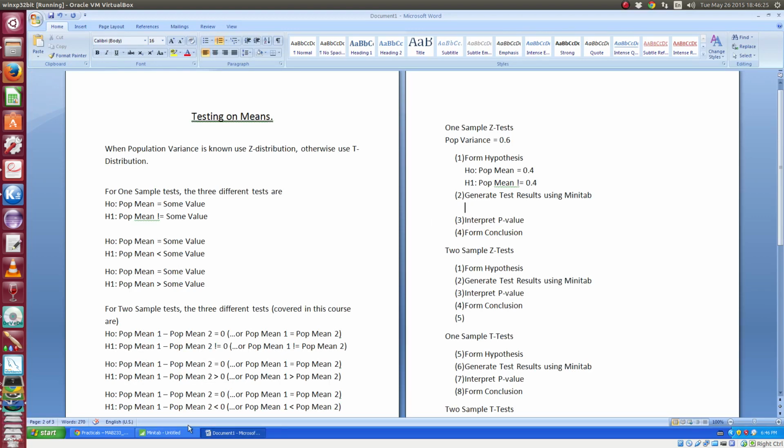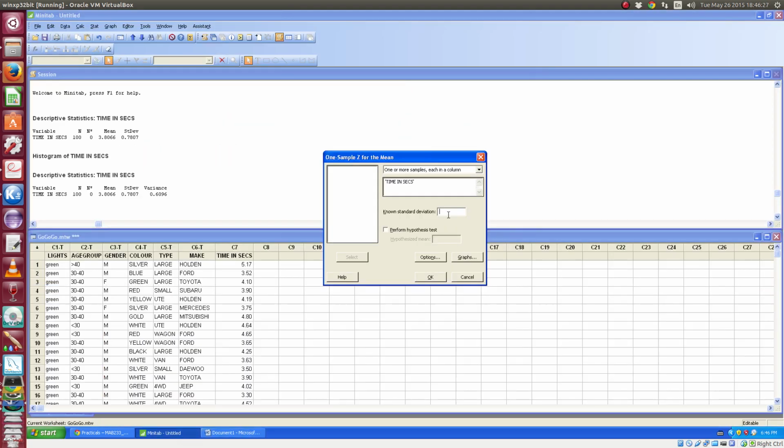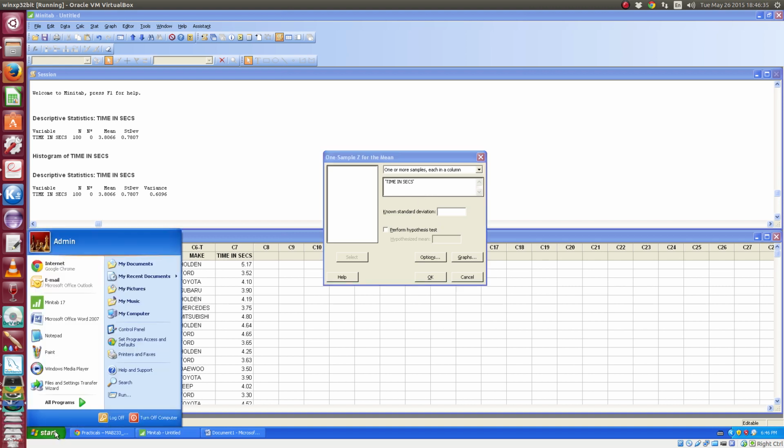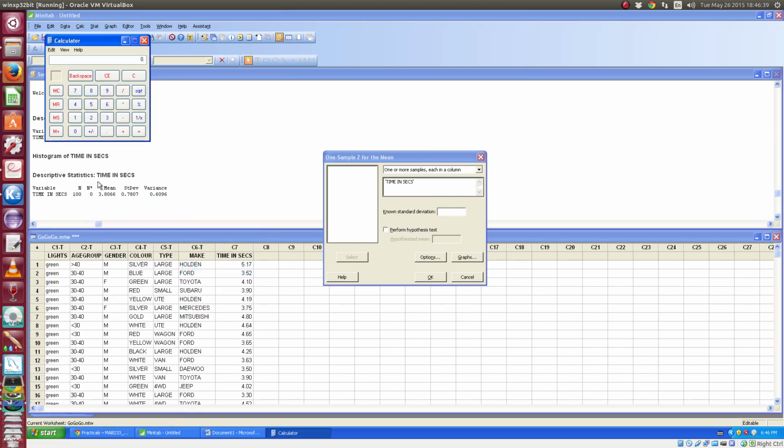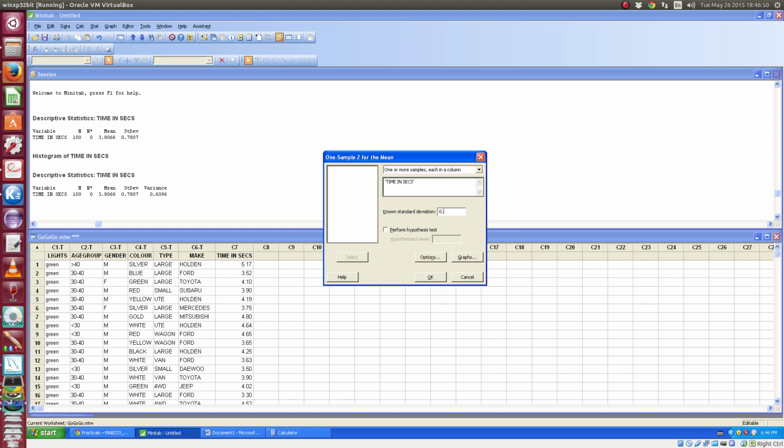So we've got the population variance is equal to 0.6. So in that case, that would mean that the standard deviation would be roughly 0.78. So I should probably find exactly what it is. Accessories calculator. So we want to do the square root of 0.6. Let's do the square root of that. So I'm just going to round this off to 0.774. So the known standard deviation for the population is 0.774.